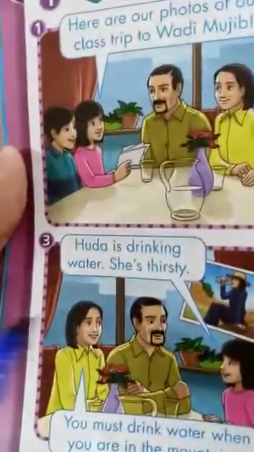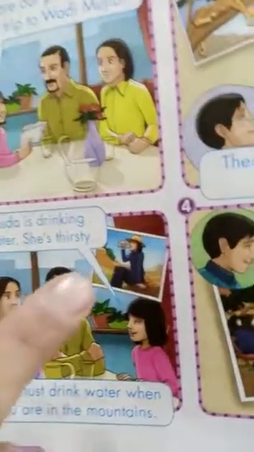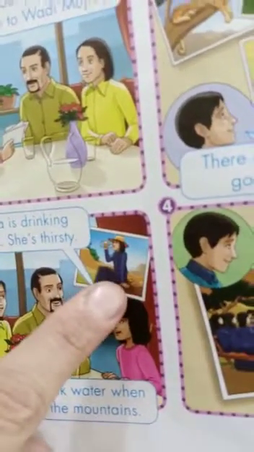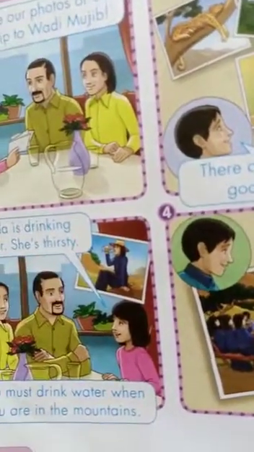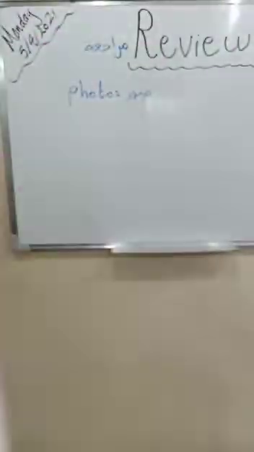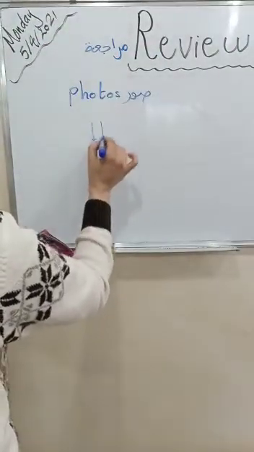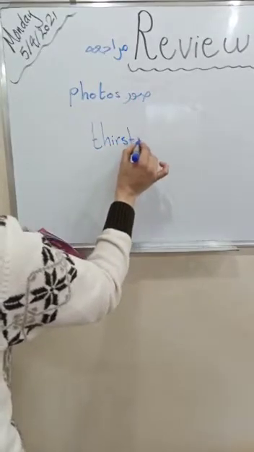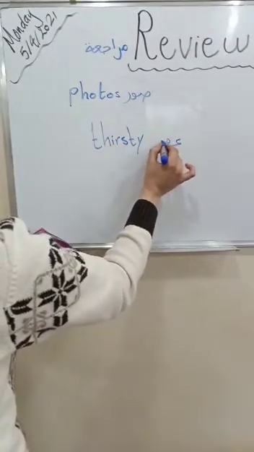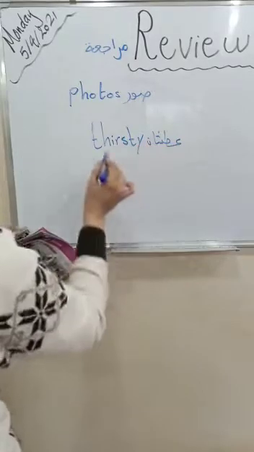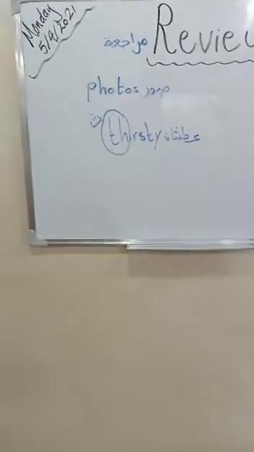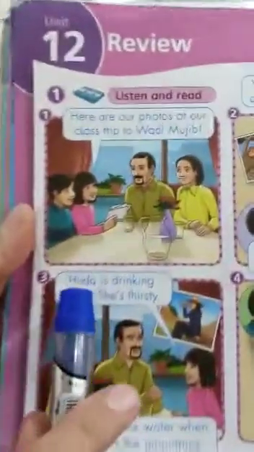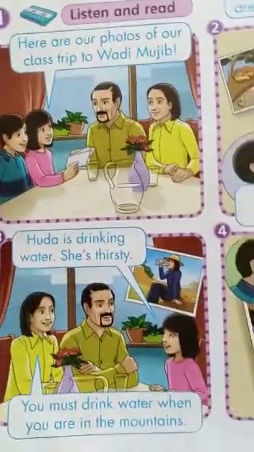Picture number 3. Look at this photo. We can see Huda in this photo. Okay, Huda is drinking water. She's thirsty. Okay, what's the meaning of thirsty? Thirsty, excellent. Thirsty, عطشان. And we pronounce T and H like th. Huda is drinking water. She's thirsty.